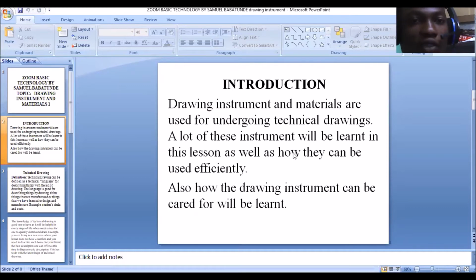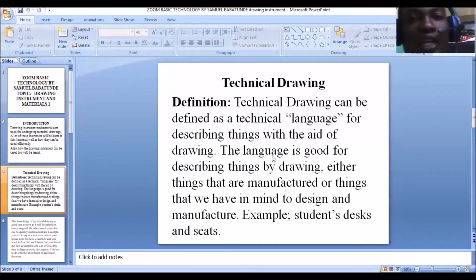A lot of these instruments will be learned in this lesson, as well as how they can be used efficiently. Also, how the drawing instruments can be cared for will be learned. That is, in this class, we will learn about these drawing instruments and materials, how to use them, and how to take care of them. Because it is important to know how to use these instruments. Because if you have these instruments and you cannot use them, it's as good as not having them. So, I say that these instruments and materials are used for our technical drawing.